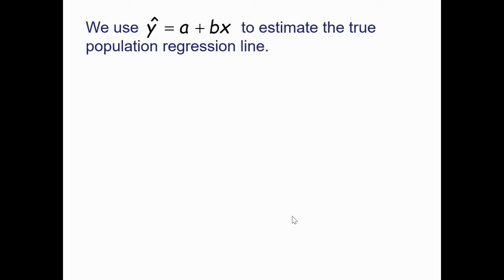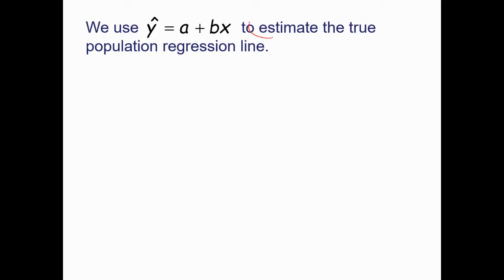Okay, so let's look at page 3 now. We're going to get into more of the calculations and where we'll actually need our calculator. We're not going to really worry about the error much when we're calculating. We're going to use y hat equals a plus bx to estimate the true population regression line.